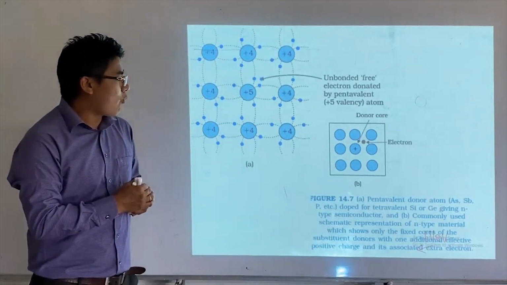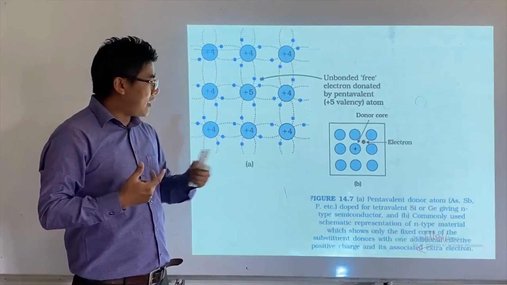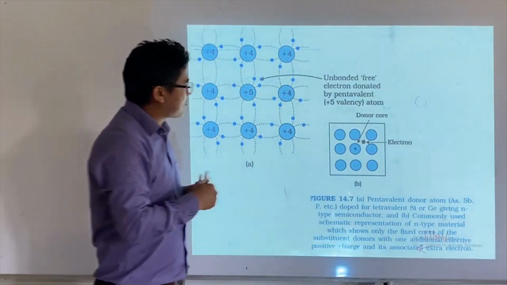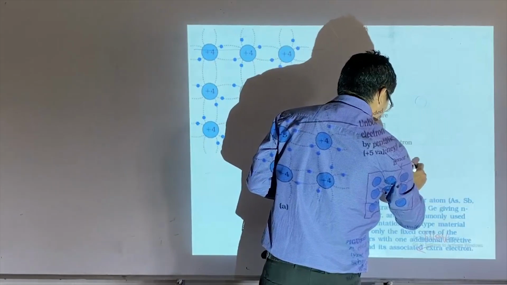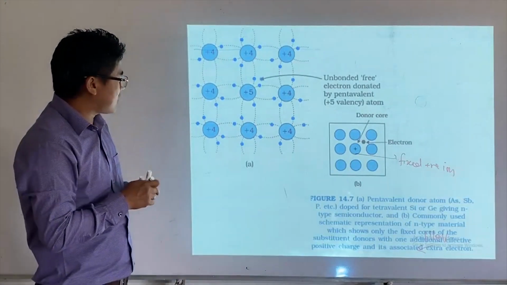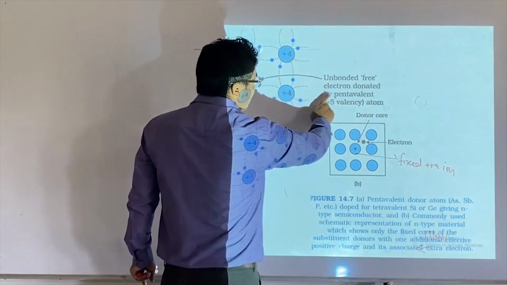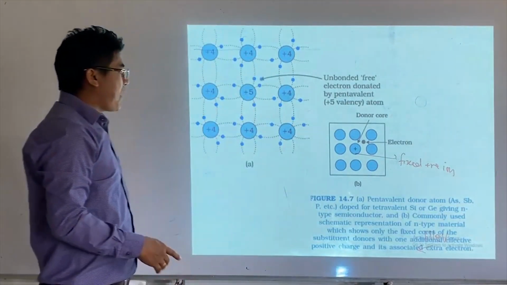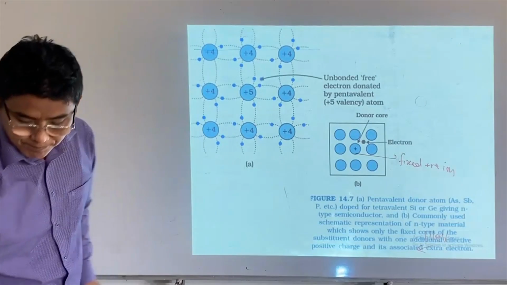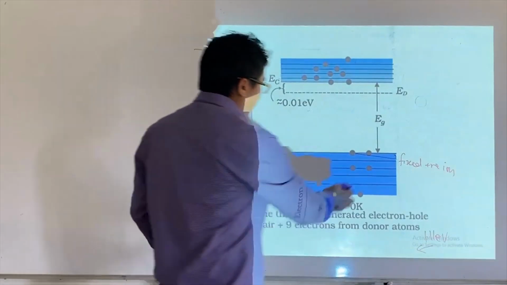Why plus? Because this loses 1 electron. Once it loses 1 electron, this creates a positive ion, right? This is a fixed positive ion. This is what we have: the unbonded free electron donated by a pentavalent atom, that is a plus 5 valency atom. So this is what we have in case of energy band theory, right?